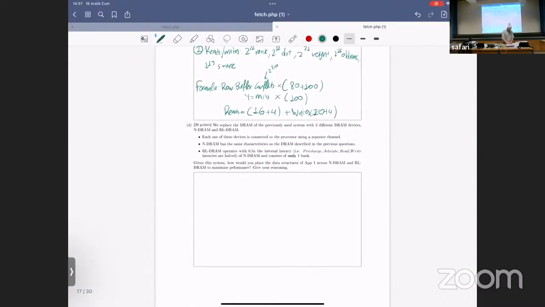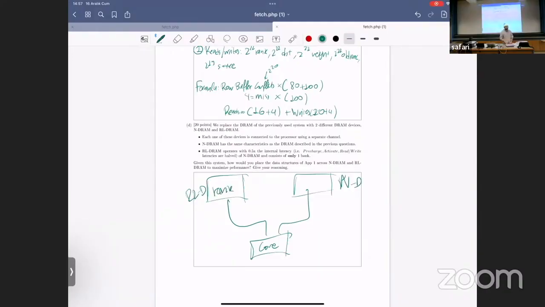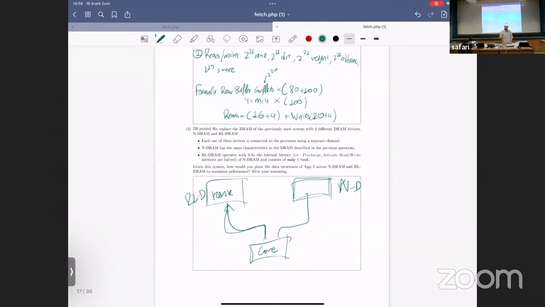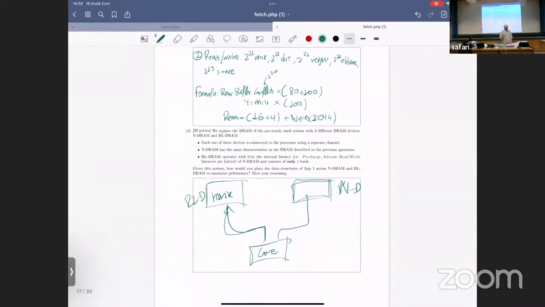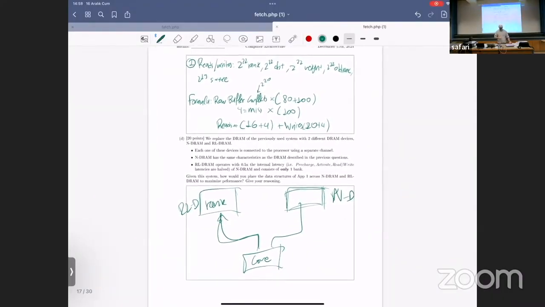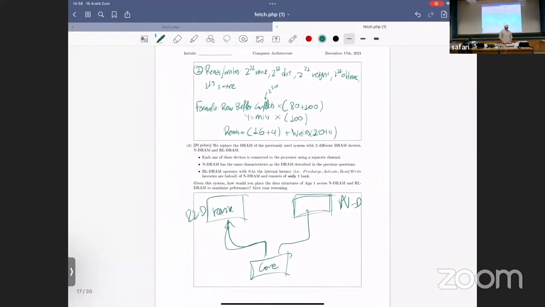So what we would do, let's say that this is the processor, the core, and we have these two channels, and here we have RL DRAM, and here we have NDRAM. So here we would place the irregular data structure, as correctly mentioned. We would send the request, we would benefit from a lower latency, and in the other 4 banks, we would place each one of the other four data structures of the application. Okay, this is an easier, let's say, qualitative question. Does anyone have any questions on that?